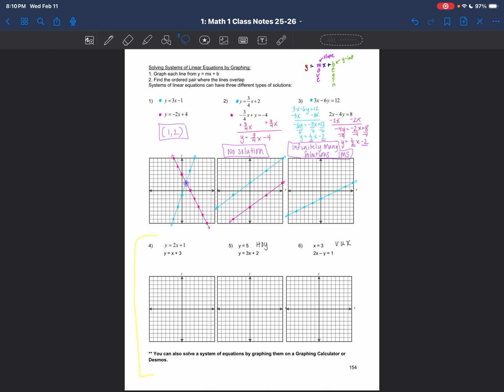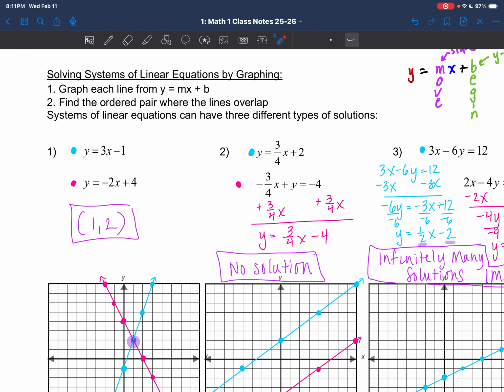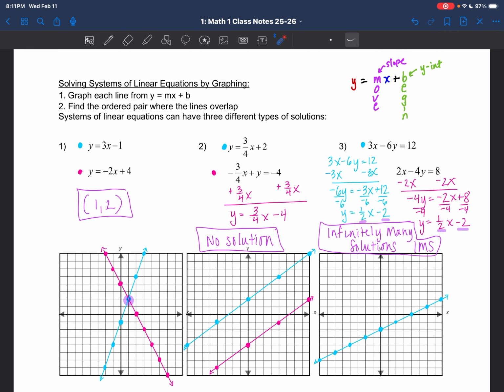All right, so we're going to figure out where they overlap or where they intersect, and they can have 3 different types of solutions. So first, we're going to start with this equation. So remember, your y-intercept is where we begin. So I did this in blue. So this is beginning on negative 1.